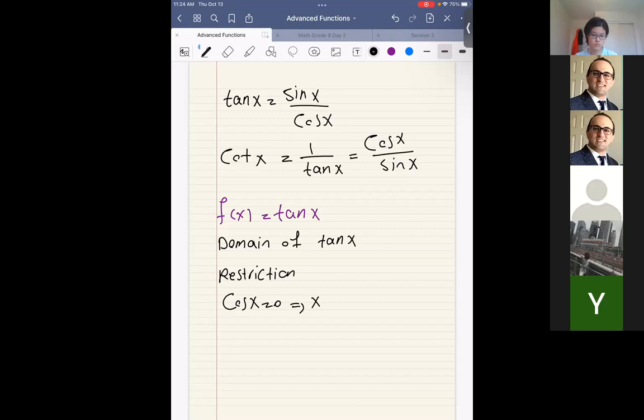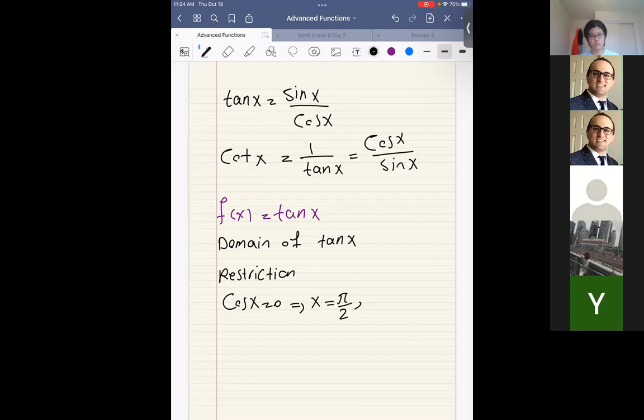I told you it's better, from now on, to write everything in terms of radians. So in terms of 90 degrees, we say pi over 2. So x equal to pi over 2. But there are other values at which cosine is 0.